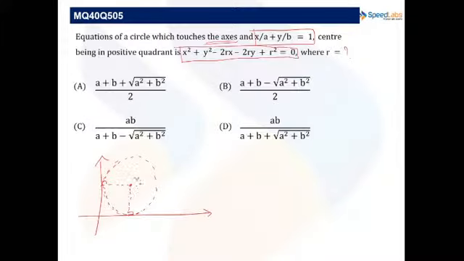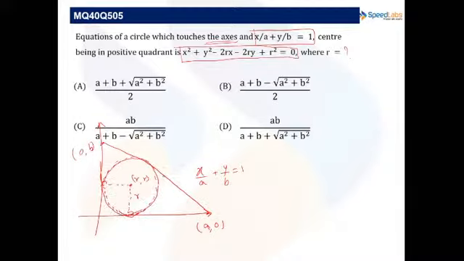We can say that the center will have coordinates r comma r and radius will be r. If we make a line x by a plus y by b equals to 1, then this coordinate is a comma 0 and this is 0 comma b. We can see that this line will act as a tangent to the circle. So this perpendicular from O to P, the perpendicular distance OP, will be equal to r.